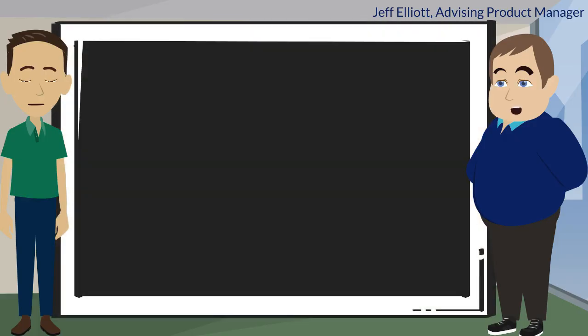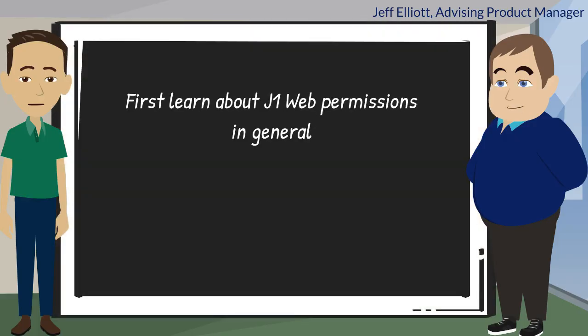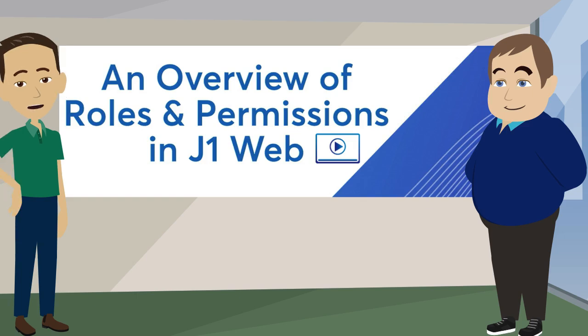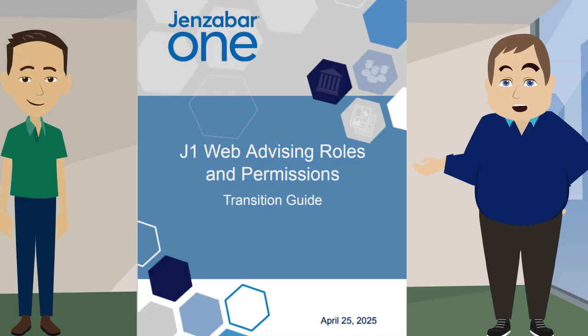So you can fine-tune permissions for individual people. So take some time to understand how it works in general before you set up the advising roles. Watch the video called Overview of Roles and Permissions in J1 Web. And read the J1 Web Advising Roles and Permissions Transition Guide. It'll show you the big picture and all the details for setting up advising permissions.